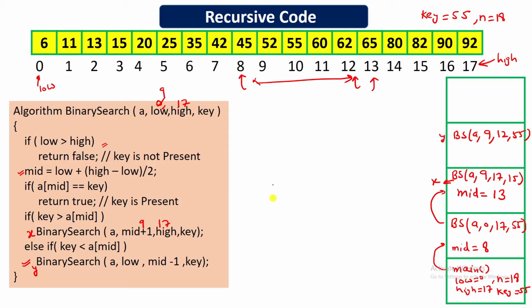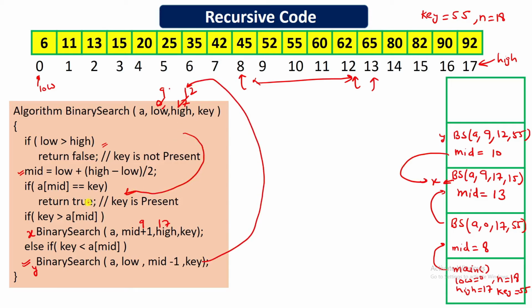So now again I will go here, and high will become 12, right? So with 9 and 12, I will find the midpoint and check in between. The mid will come as 10, and A of 10 is 55. 55 is equal to 55, so that means true. So from this point I will return true.